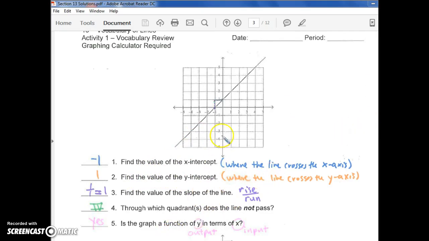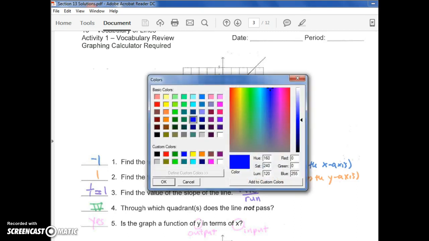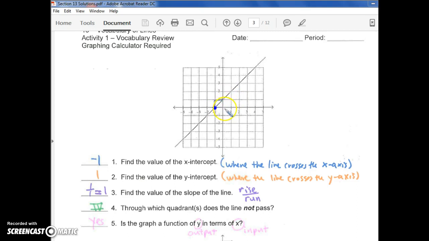So in the first question, I'm just looking to identify right here, this is where the line crosses the x-axis at the point -1. Again, it's a value that we're looking for. Then I'm looking at the y-coordinate. Sorry about that color change there. The y-intercept, and I'm looking for where the line crosses the y-axis. So there's my point right there. The value of the y-intercept is 1, because that's the y-coordinate.